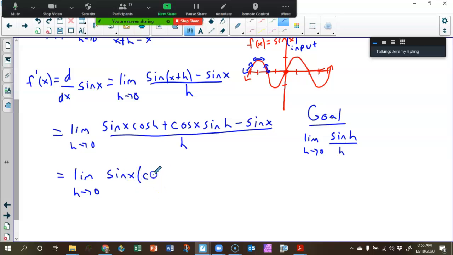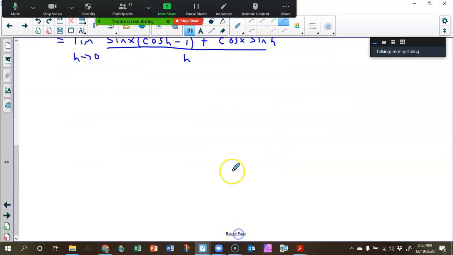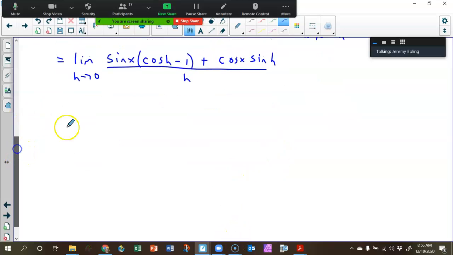times cosine of h minus 1 plus cosine x sine h. I haven't produced my goal quite yet. So we'll keep working. But I do have a sine of h over here, so I'm going to use my properties of limits and separate.